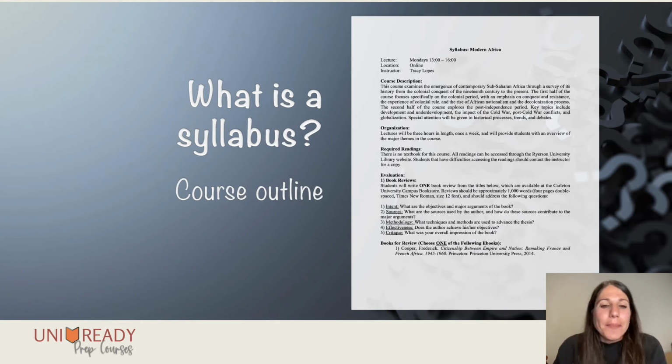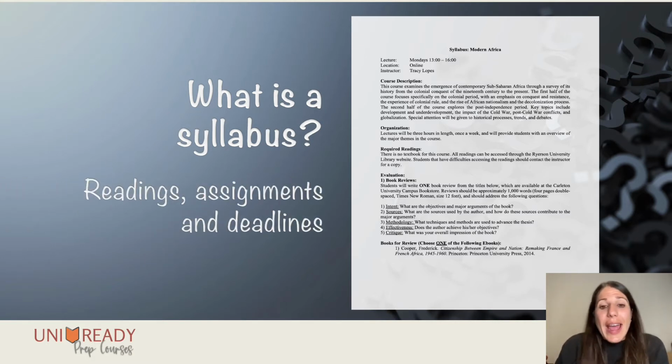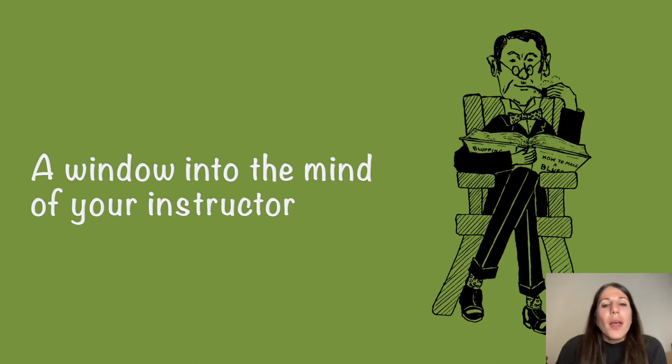A syllabus is basically a course outline. It has a course description at the top, which tells you what the course is about. It has information about your professor. It has all of your readings, your assignments, and your deadlines. So everything you need to know for the year or the semester is on the syllabus. But it's more than that.